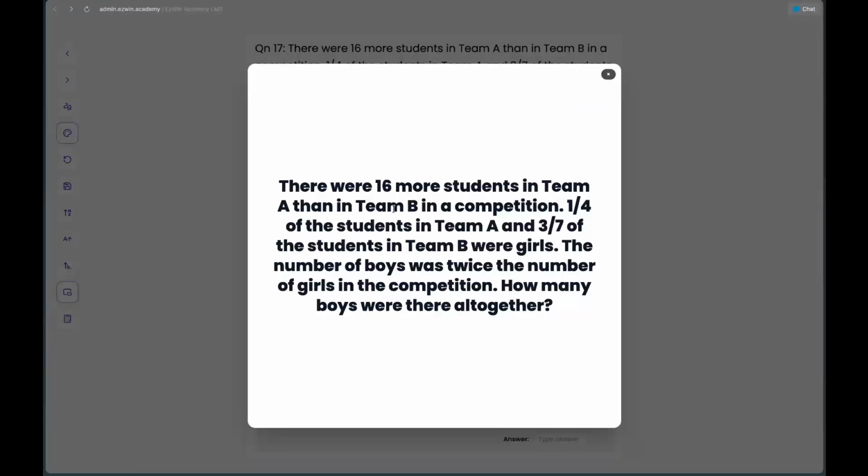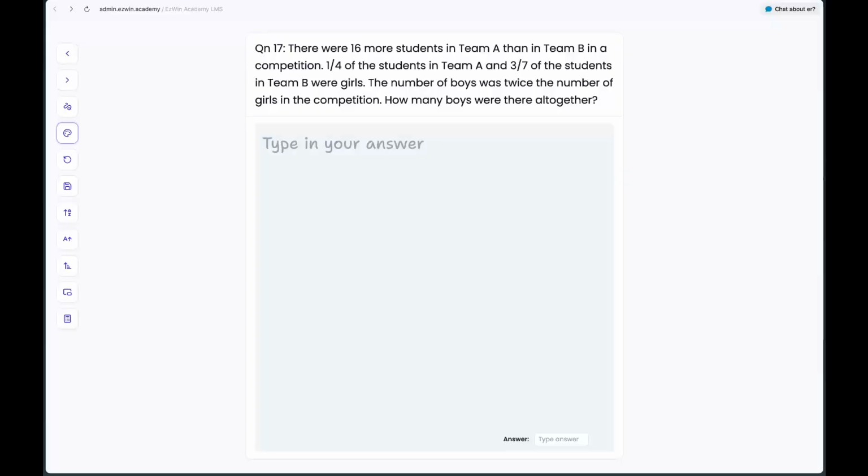Question 17. There were 16 more students in Team A than in Team B in a competition. 1/4 of the students in Team A and 3/7 of the students in Team B were girls. The number of boys was twice the number of girls in the competition. How many boys were there all together? So for this case, we want to make use of units and parts.